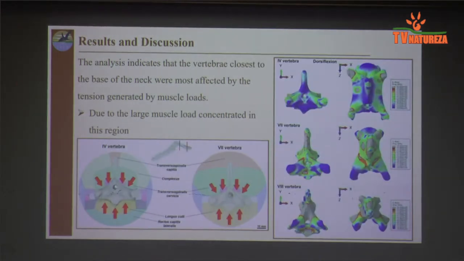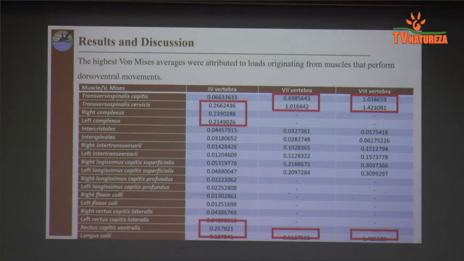My results. The analysis indicates that the vertebrae closest to the base of the neck were most affected by the tension generated by muscle loads. You can see here the difference, the gradient, in the fourth vertebra, and the 7th and 8th. And the same limit was used for the three models. And it's an example for the forces, due to the large muscle load concentrated in this region, near the base of the neck.